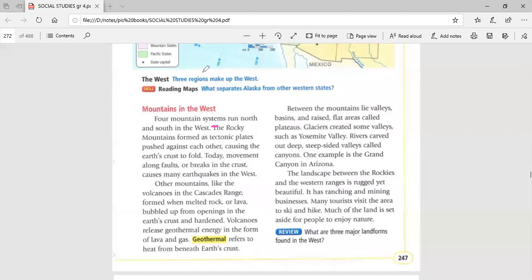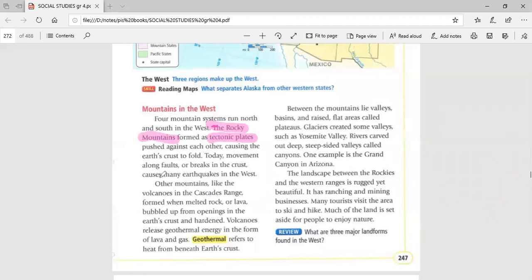The Rocky Mountains. These are the mountains in the West. The Rocky Mountains, guys, are formed because of the movement of the tectonic plates, and we took it before. When tectonic plates are moving together, sometimes they lead to the forming of some mountain ranges. So the Rocky Mountains are formed by the movement of tectonic plates.